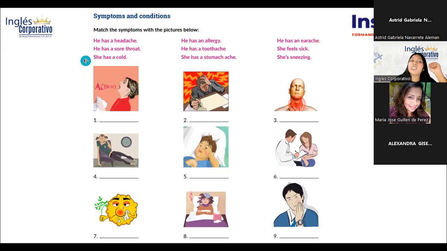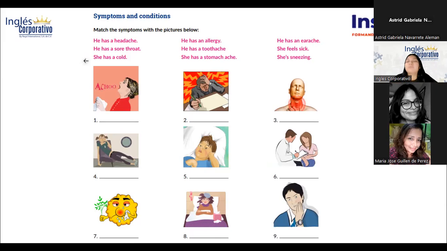Entonces, la tercera, she has a cold. What is the meaning of she has a cold? Resfriado. Yes, she has a cold. Now, what about number 4? He has an allergy. Tiene una alergia, okay? Now, he has a toothache. Tiene dolor de muela. Excellent. Now, pronunciación. Toothache. Yes. Now, what about the next one?